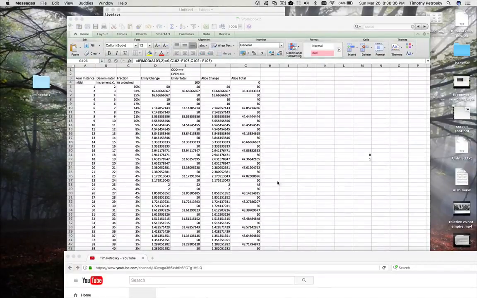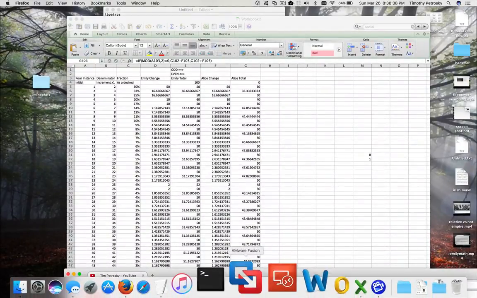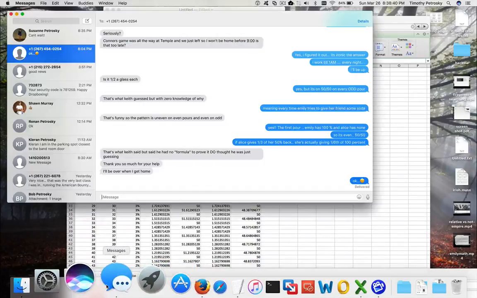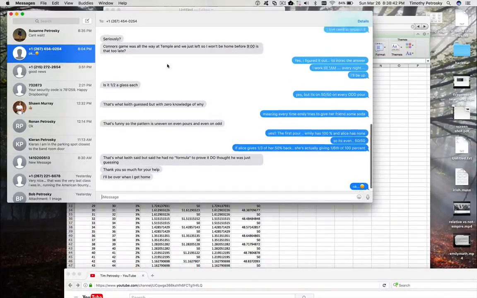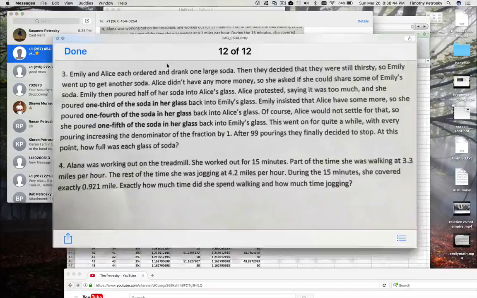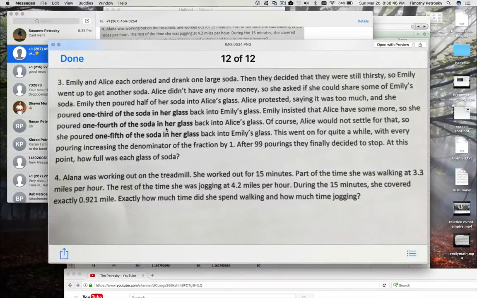Okay, so your problem basically is that you have to figure out, let me just pull this up. The glass of soda, they divide it in half, then they divide it in a third, and divide it in a fourth, divide it in a fifth. They do it 99 times.